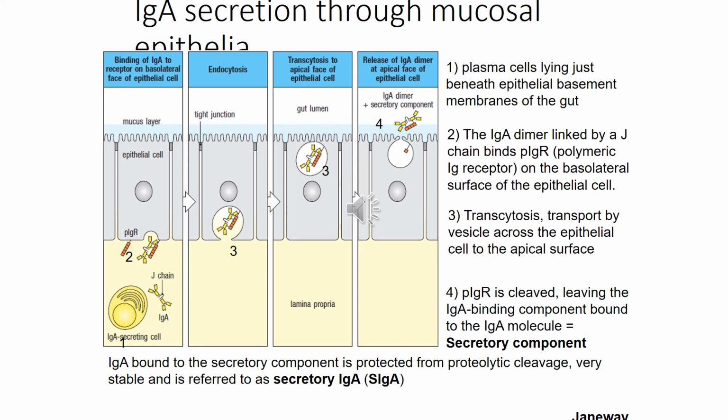On the apical side, the receptor is cleaved off, and it leaves a component binding to the IgA. And this is a stabilizing component called a secretory component. This is not present on IgA found in blood. It will stabilize the IgA found on the mucosal surfaces and protect it from proteolytic cleavage.